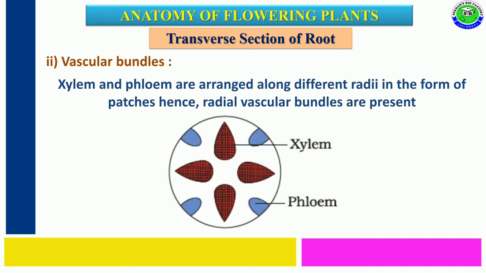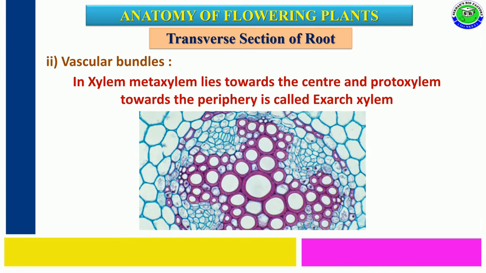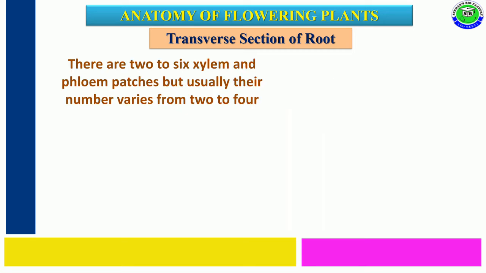The second part in stele is vascular bundles. Both xylem and phloem are called vascular bundles, and these vascular bundles are arranged on different radial walls in the form of patches, and such arrangement is called radial vascular bundle arrangement. In xylem of dicot root, especially the metaxylem is present towards center and protoxylem is present towards periphery. That condition is called exarch xylem. It is the main characteristic feature of root.